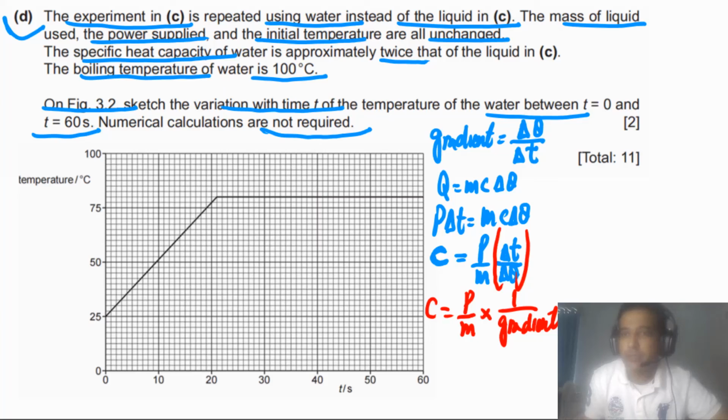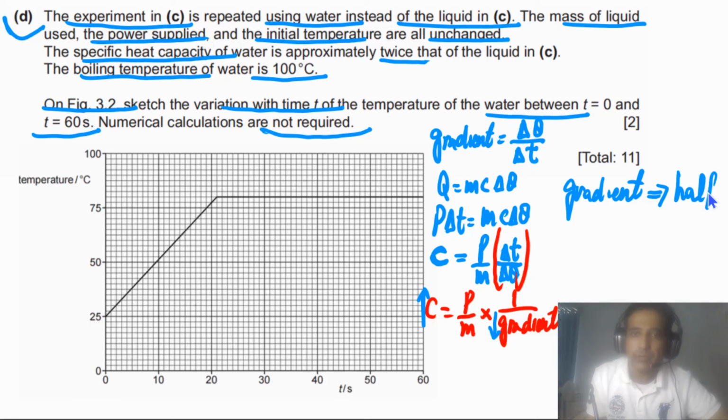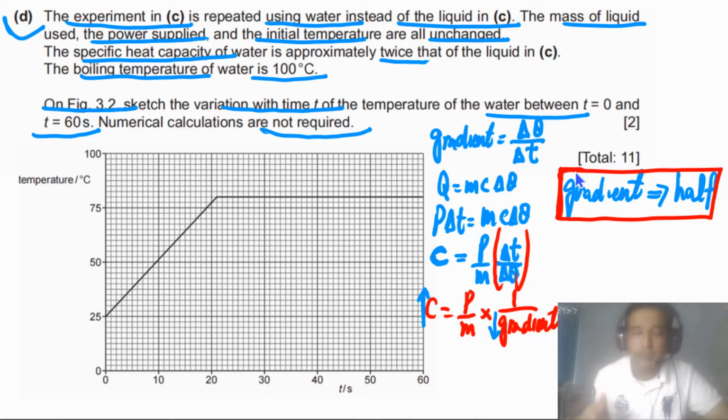For this question, it is given to us that C for water is double. If this is double, this one has to be half. So we can write down here, gradient of the new line has to be half. So this is the main point. So let me circle this one. This is the main concept you need to sketch the line. Gradient has to be half.